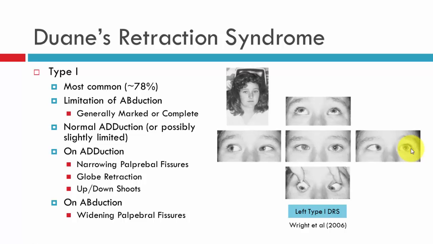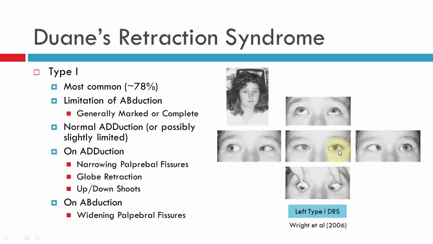However, on adduction, they generally have normal adduction. It could be slightly limited or it could be completely normal. So if we have a look here, we can see that adduction looks okay for the left eye. But what we do see is a narrowing of the palpable fissures, and if we're able to take a closer look at her, we could see also retraction of the globe. She has no upshoots or downshoots, however you could see upshoots or downshoots on adduction in these patients. The other thing you may see is widening of the palpable fissures on abduction.